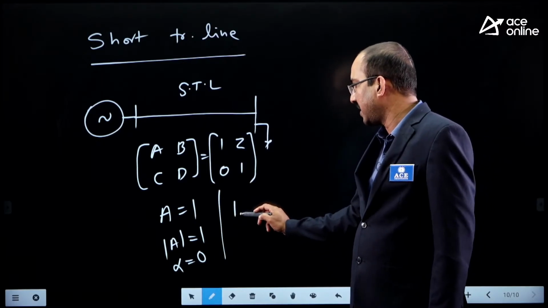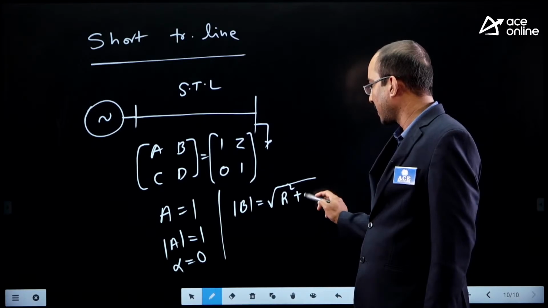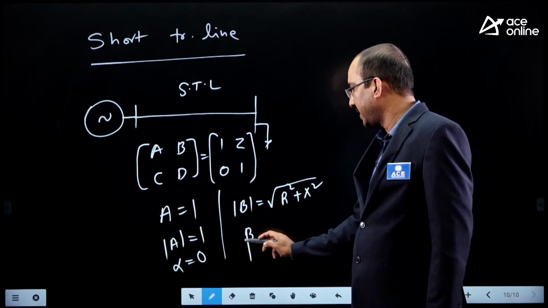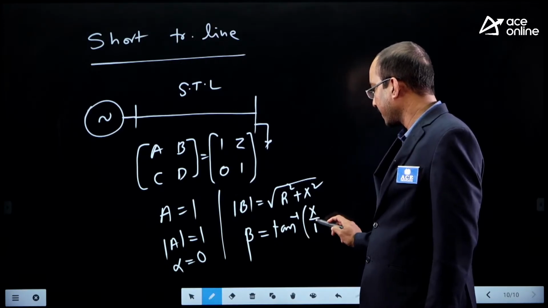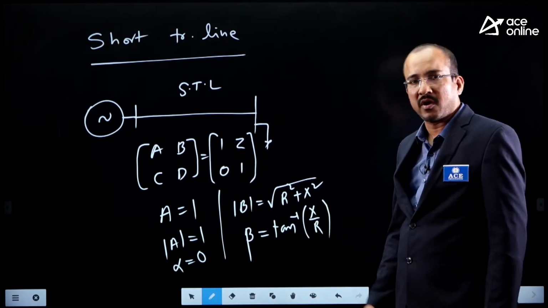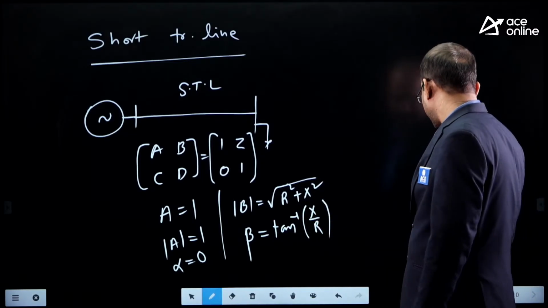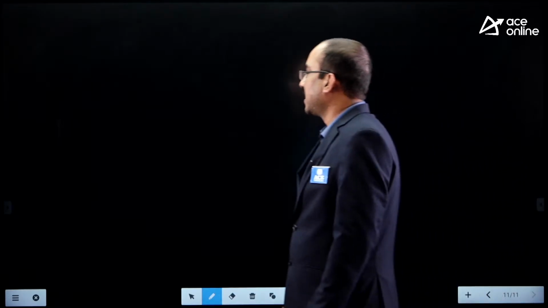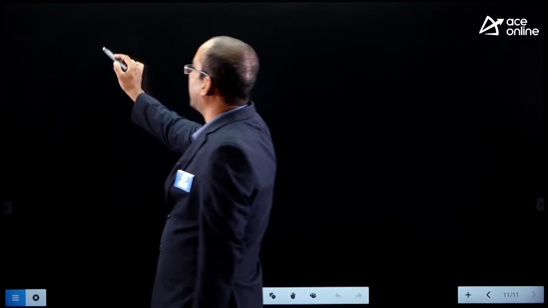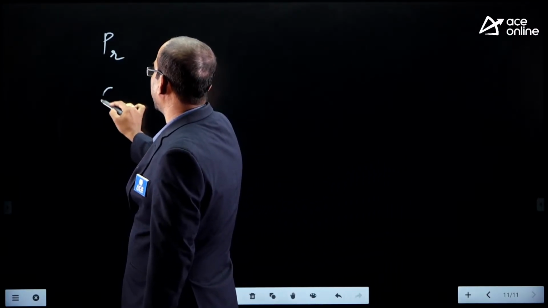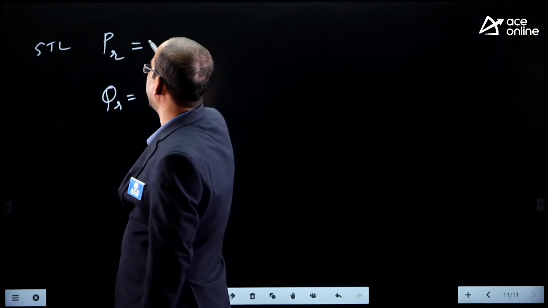And magnitude of B will be under root of R square plus X square, and beta is tan inverse of X by R. So now by substituting these equations, we will get the power transfer equations in case of a short transmission line. A value is 1, alpha value is 0. So now what is the receiving end power, real power and reactive power? Let us write for a short transmission line.